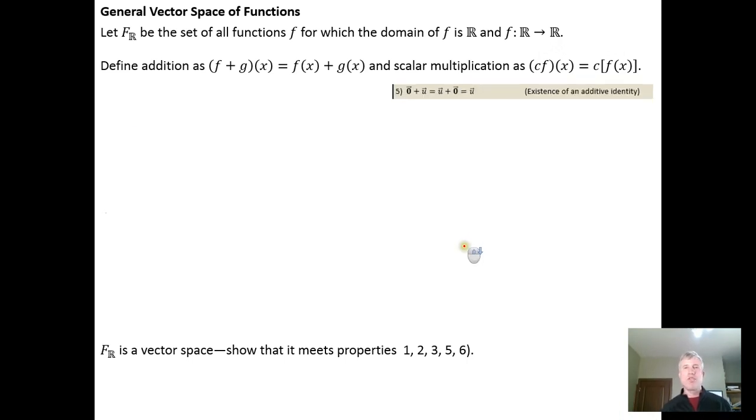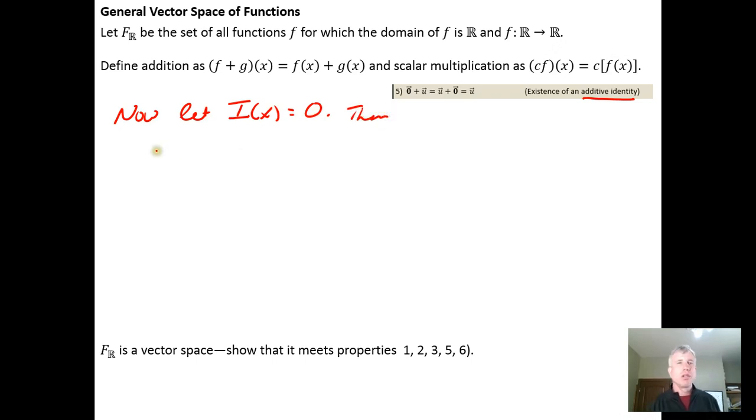So if we're trying to show 5, remember 5 is the existence of an additive identity. So this is pretty simple. You just say, let's say big I for identity, big I of x equal 0. So we're going to let I of x be the function that for every real number you input, you output a 0. So it's just the constant function 0.